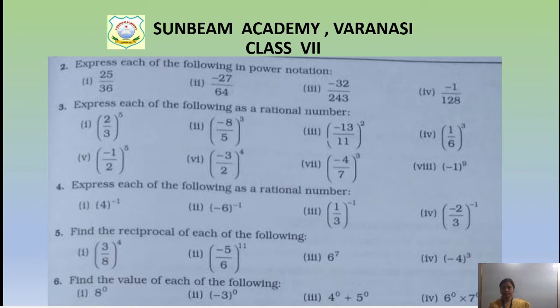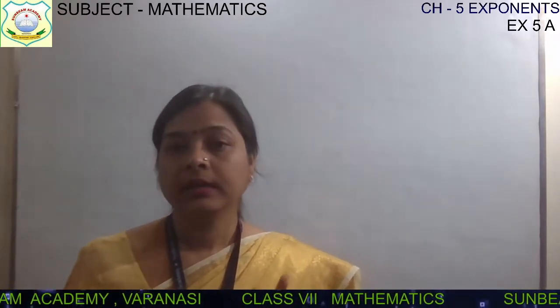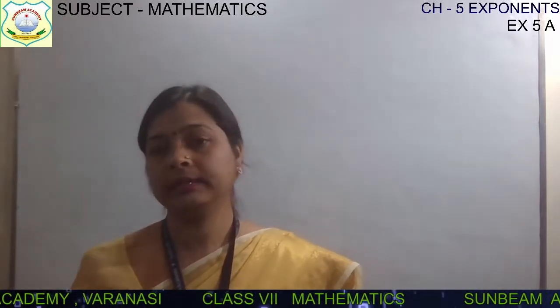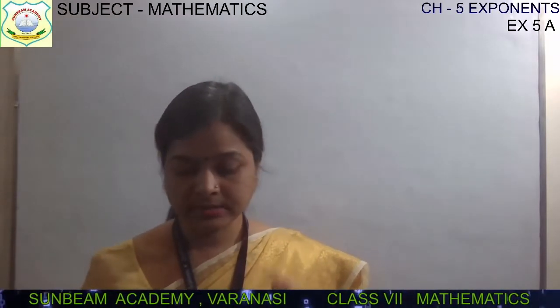Express each of the following in power notation. Express each of the following in power notation, children. It means whatever is given to us, we have to write it in exponential form. A rational number is given to us, we will find whether some exponential form is there or not, and then we will write it in that way. Like the first question is 25 by 36. Let's do it.